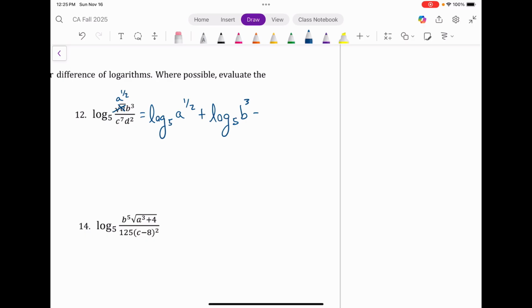And then we're going to have minus log base 5 of c to the 7. And then minus log base 5 of d to the 2nd. So remember, anything that comes from the denominator, going to get a minus in front of its log. Anything from the numerator, getting a positive in front of it. Okay, and then the last thing we could do is we could move all of those exponents on their arguments to the front to be coefficients.